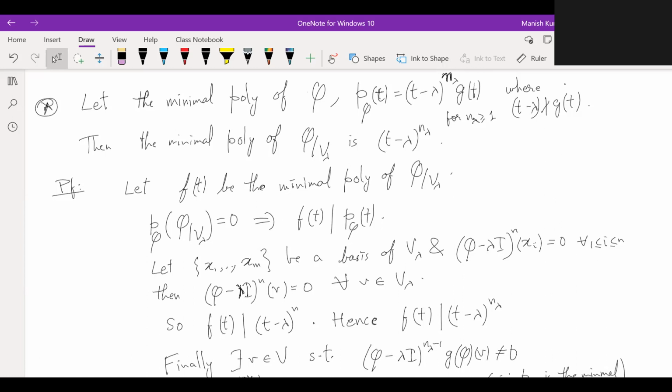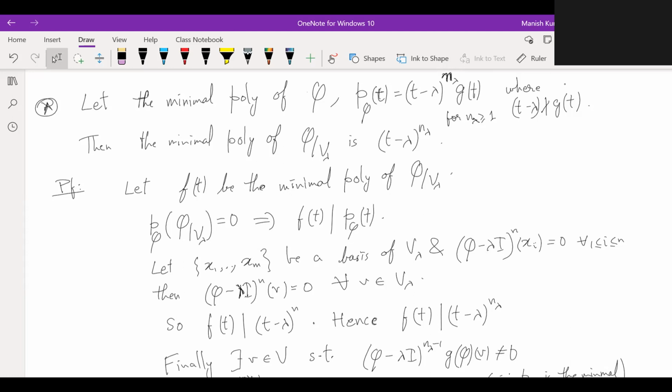So that tells you that (phi minus lambda I) to the power n applied to v is 0 for all v in V lambda, because if it is true for the basis elements, then it holds for any linear combination of the basis. Is this okay? Yes, sir. So some power of phi minus lambda I kills the whole vector space V lambda. That means this is the zero endomorphism. So again, the minimal polynomial has to divide this polynomial (t minus lambda) to the power n, because when you plug in phi, you get 0.